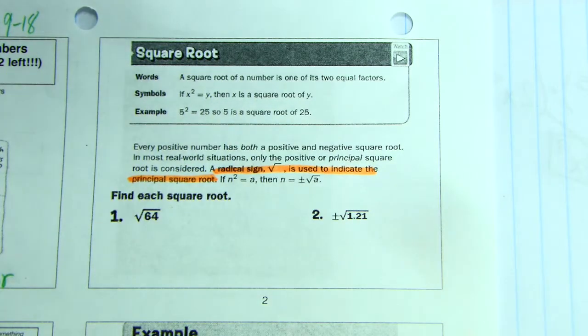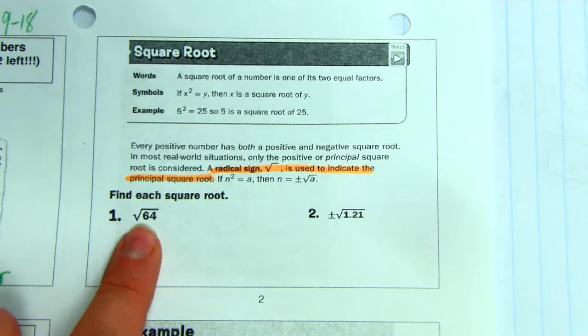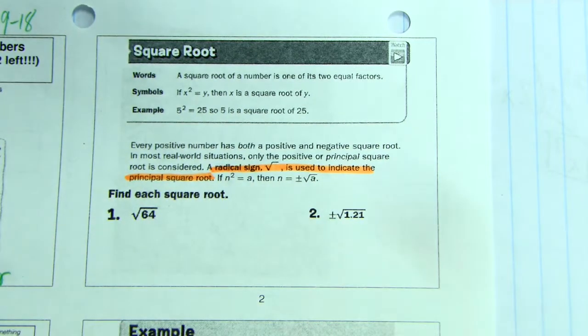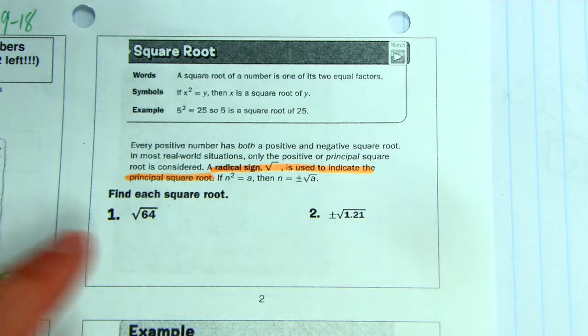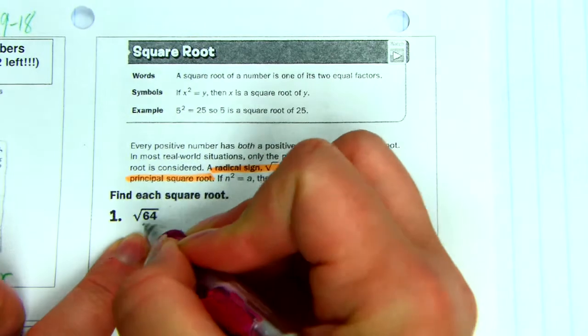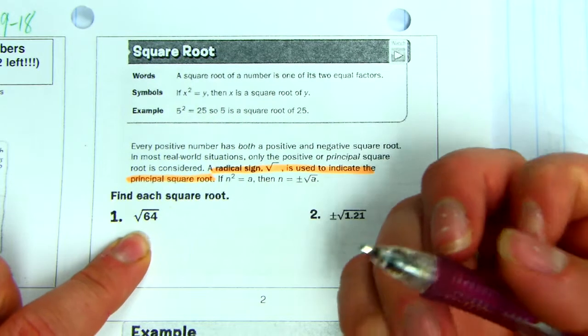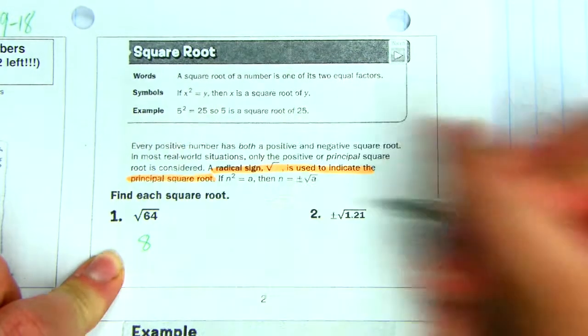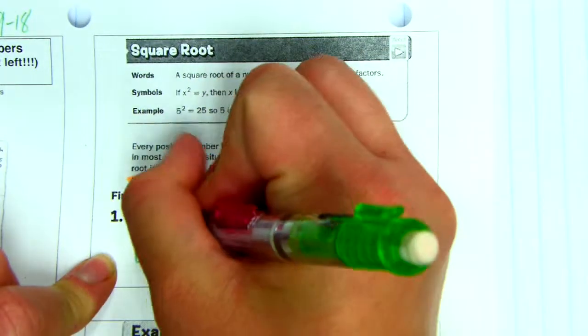So there's a couple special things that we have to keep in mind as we get to slide 4, I will show you. But when you're taking the square root of a beautiful number, then the answer is just a positive number. So in number 1, what times itself is 64? Well, the answer is 8. So that's our answer, just 8.